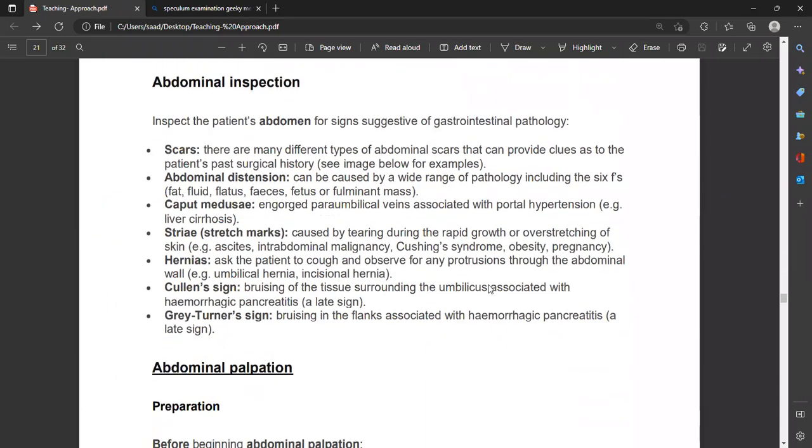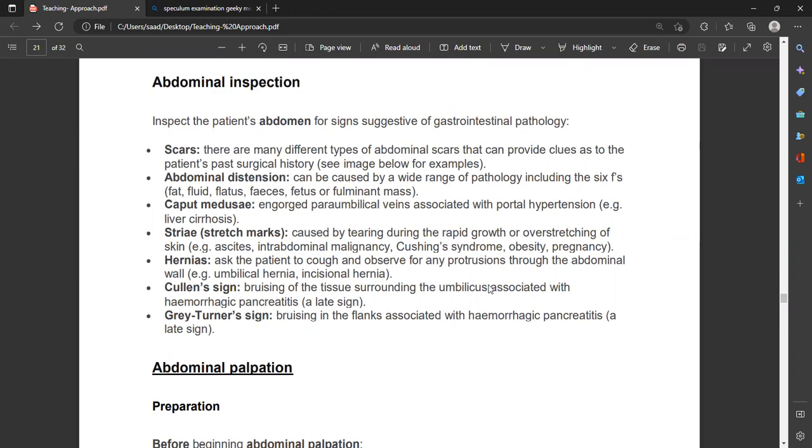Then abdominal examination. In abdominal examination, I do understand it starts from the hair, from the eyes, and we check the tongue as well, but we do not have time to do all these things. The best thing we can do is verbalize it. Okay, John, after hands, we check hair, we check eyes, and then tongue, and then we move on to the abdomen.